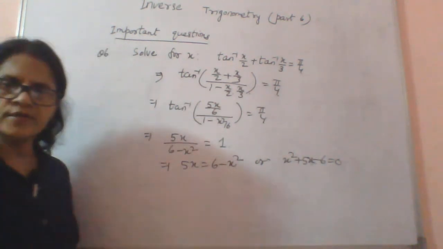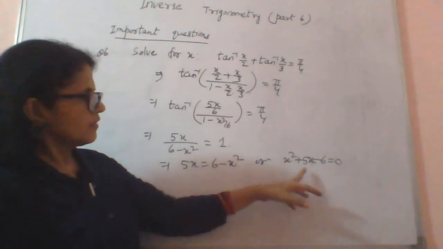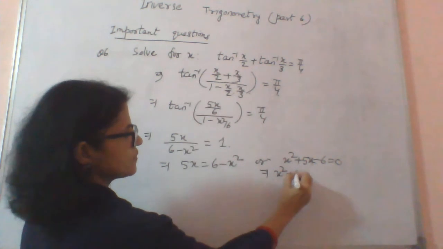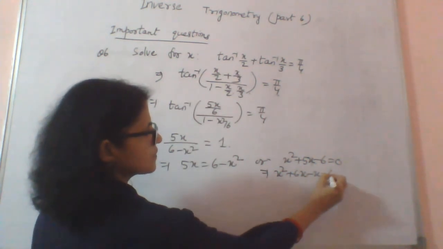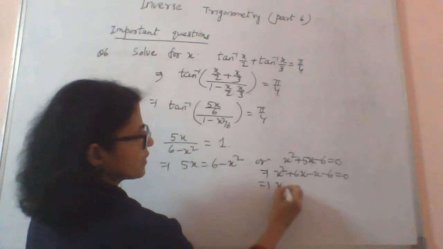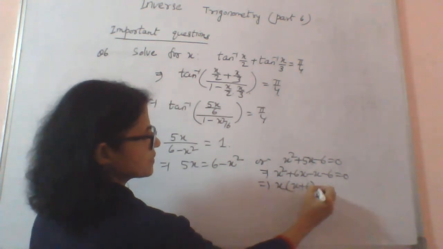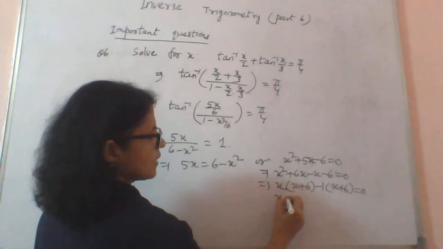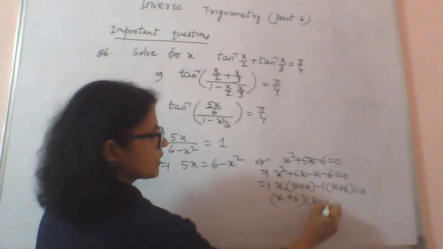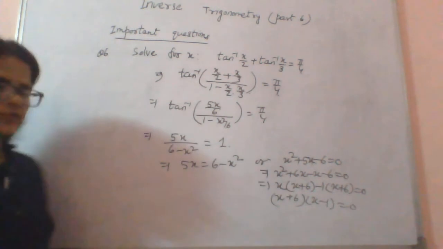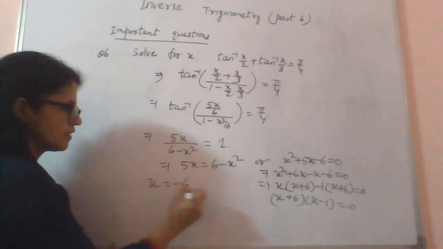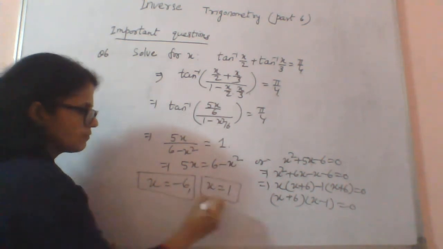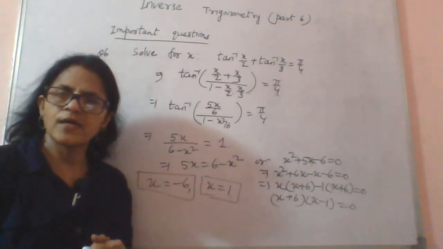Okay, so we can factorize it, can we? We can have 6 and minus 1. So x square plus 6x minus x minus 6 equals 0. So x into (x plus 6) minus 1 into (x plus 6) equals 0. So you are getting (x plus 6) into (x minus 1) equals 0. Right? So you are getting x equal to minus 6, x equal to 1. Out of these two values, we have to check whether both are accepted or one of them is rejected.